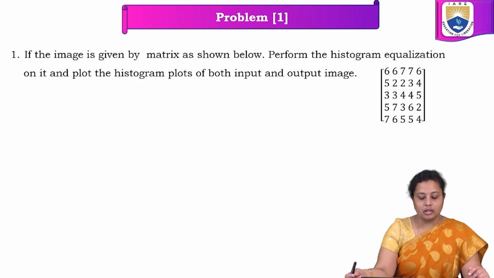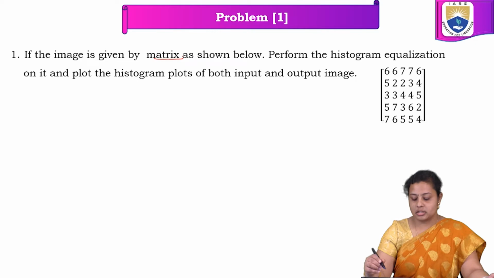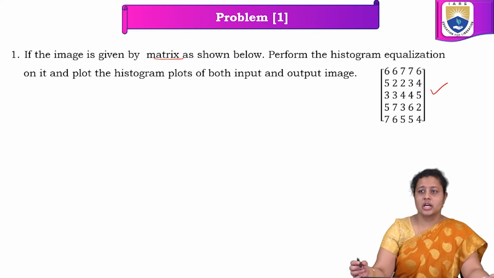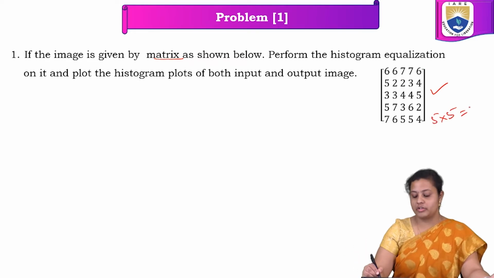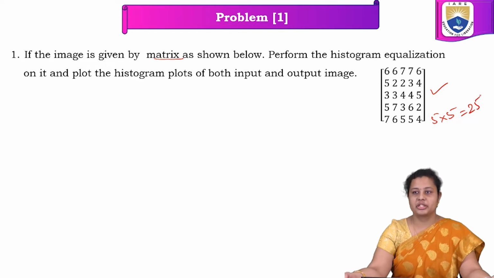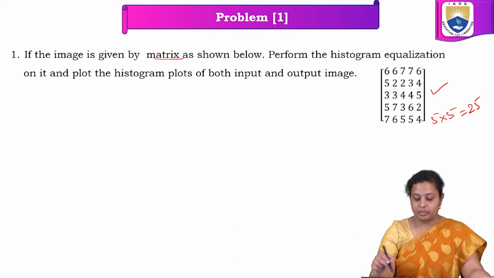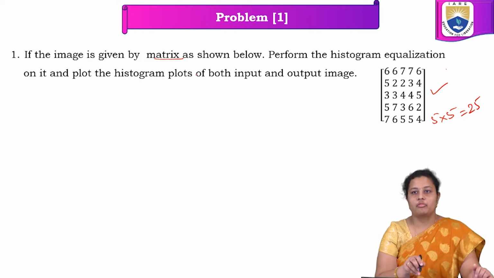We have an image which is given by a matrix of this form: 6, 6, 7, 7, 6, and so on. If you observe here, it is a 5 cross 5 image, so in total we will have 25 pixels. The question is, we have to perform histogram equalization on it, and plot the histograms of both the input as well as the output image.